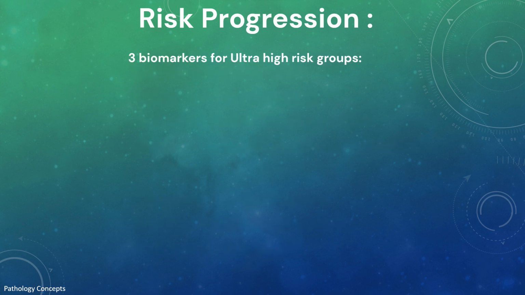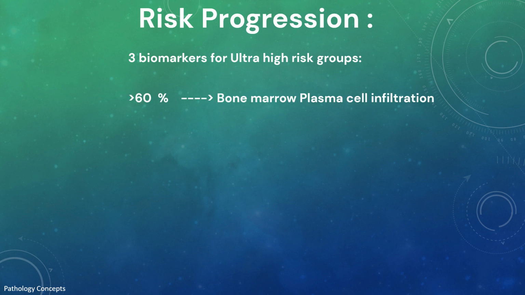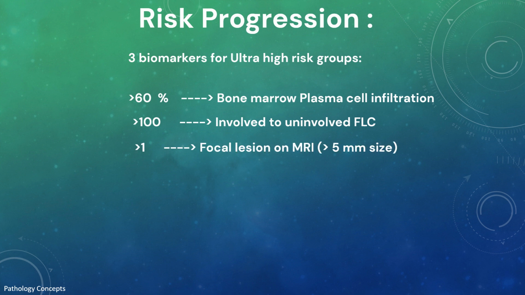3 biomarkers for ultra high risk groups are bone marrow clonal plasma cells more than or equal to 60%, serum involved to uninvolved FLC ratio more than or equal to 100, and more than one focal lesion on MRI. These all biomarkers suggest ultra high risk groups.